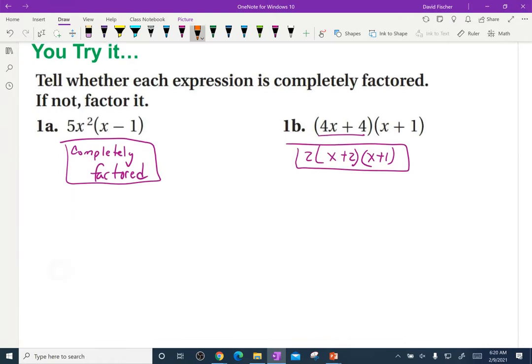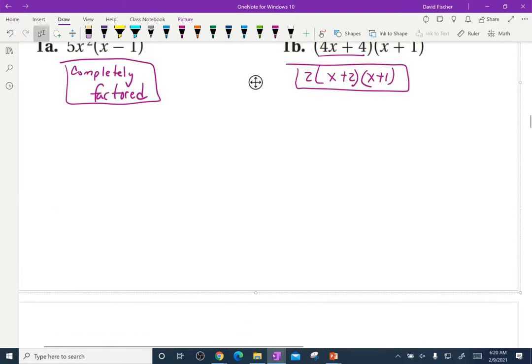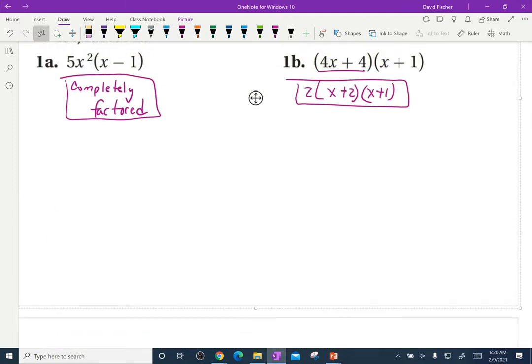Okay, to double check and make sure everything's okay. Boy, that almost looks like a bad word up there, huh?